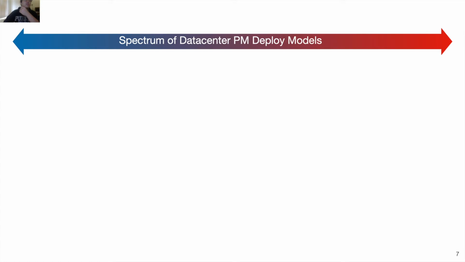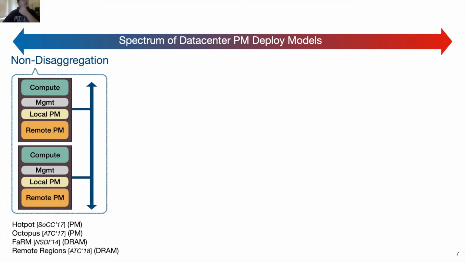To answer this question, let's first review the spectrum of today's PM deployment models. On the far left side is the non-disaggregation mode, or traditional distributed PM mode. Regular servers are connected by the data center network. Each server runs application computation and hosts some PM. Some of the PM is used locally, some is used by remote servers. In addition, each server runs a PM management layer. There are several notable systems in this area already.